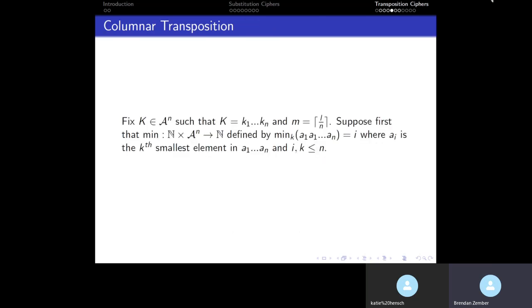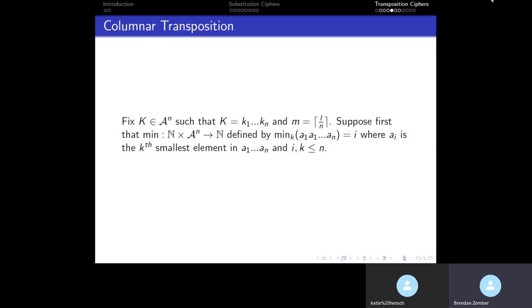So looking at the math for this, we have to first suppose that we have a key that is n letters long and a plain text that is L letters long. And so then the number of columns that we use is going to be equal to this other value, m, that is equal to the ceiling of L divided by m.